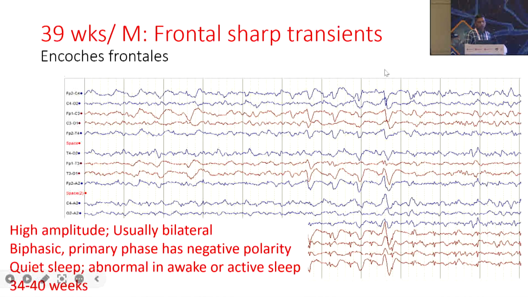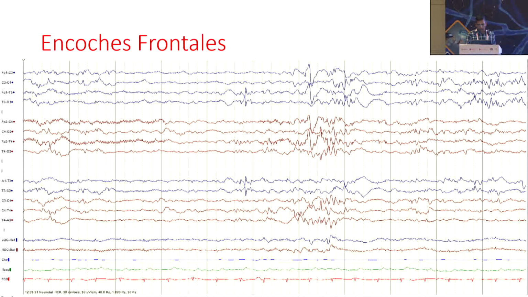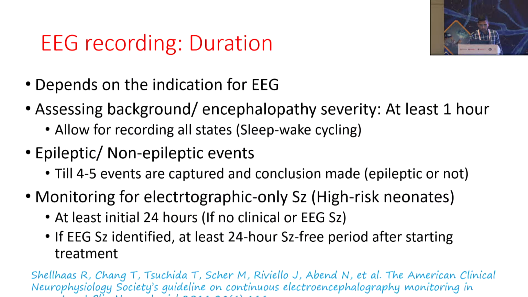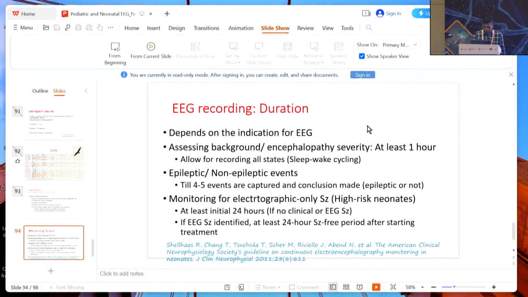Any sporadic waveforms, even if they look sharp, most of the time don't have any clinical implication. So you can have physiological sharp waves which are called encoches frontales or frontal sharp transients. These are absolutely normal findings. So you don't have to report them as frontal spikes. Okay. So I'll close it here. We'll have a few EEGs. Lakshmi can.